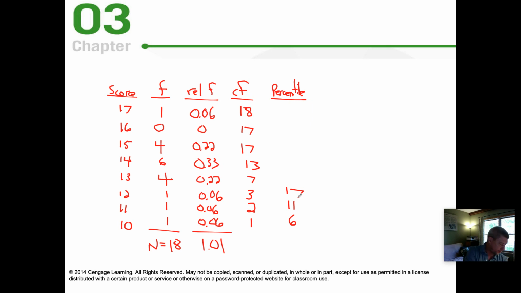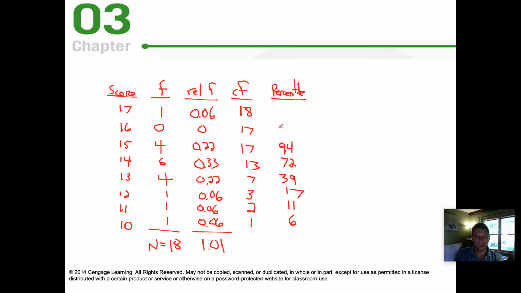Then 7 divided by 18 is going to give me 39. So I'm up to the 39th percentile now. If I scored 13 on this test, I am in the 39th percentile. Then 13 divided by 18 is going to be 72. So with a score of 14, I'm in the 72nd percentile. With a score of 15, 17 divided by 18, and that should be the 94th percentile.